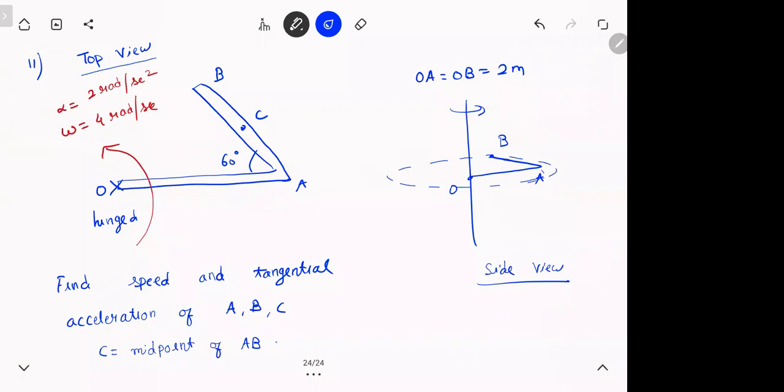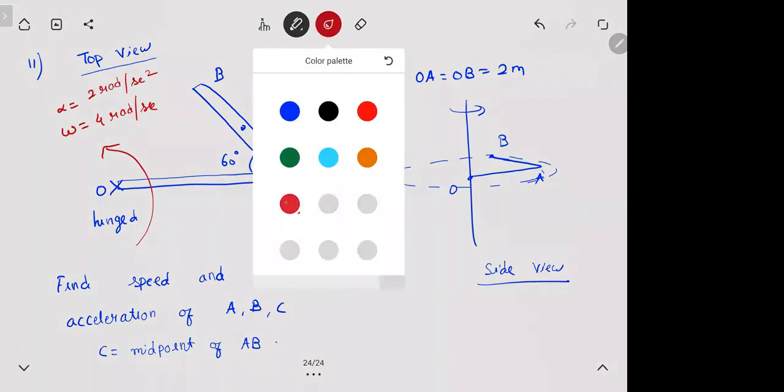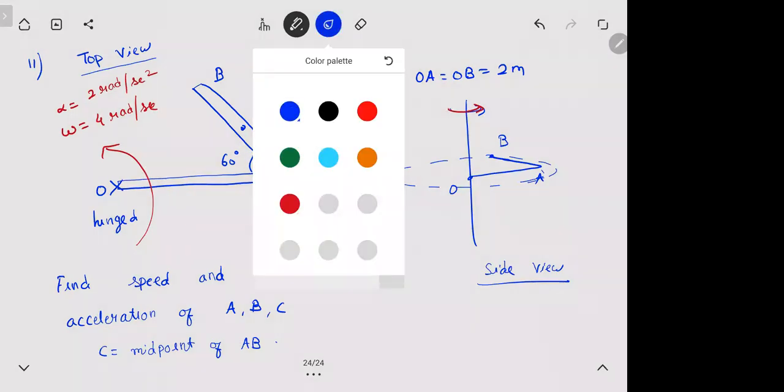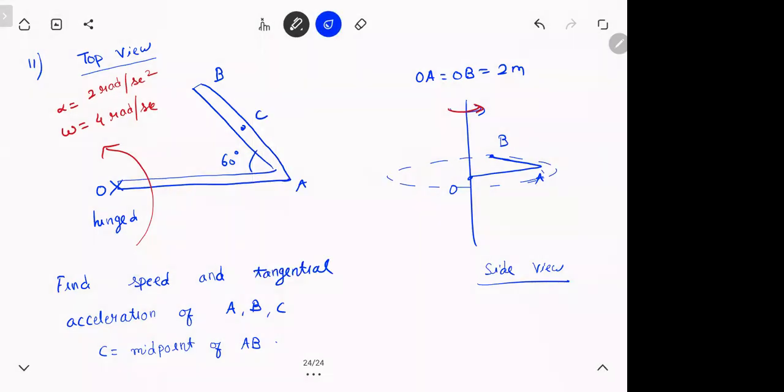It's an L-shaped rod. It's not exactly L-shaped, it's a V-shaped rod. The angle between them is 60 degrees. So it's like a boomerang. You're rotating it horizontally. So OA and OB are 2 meters. C is the midpoint. Angle is 60. The whole system is rotating with omega and alpha. The values are given. Find the speed and the tangential acceleration of A, B, C. Hope the question is clear. Anyone who didn't get the question, please ask me.